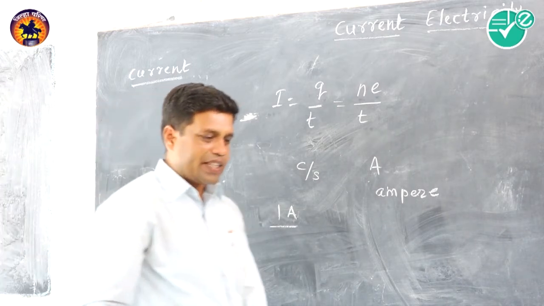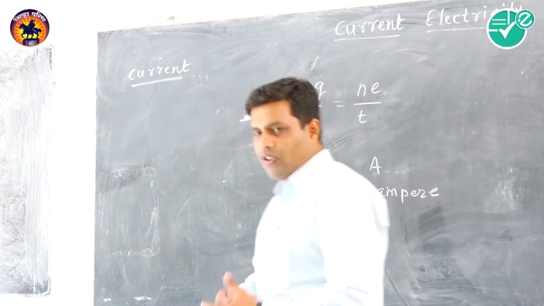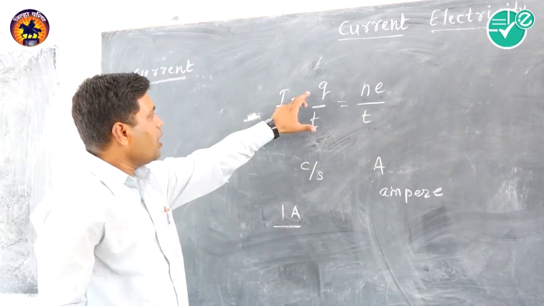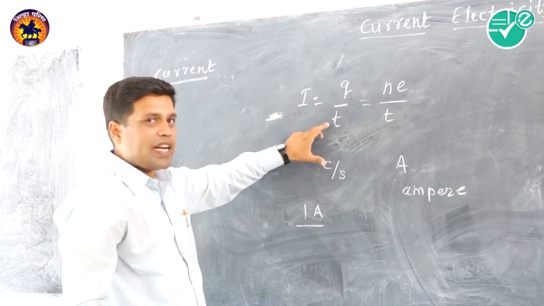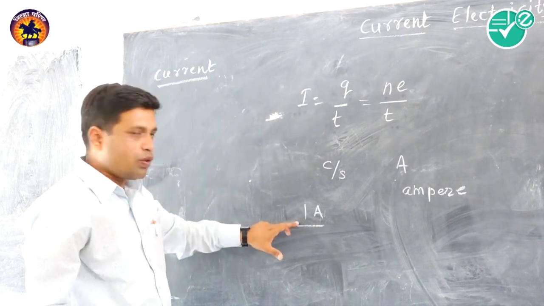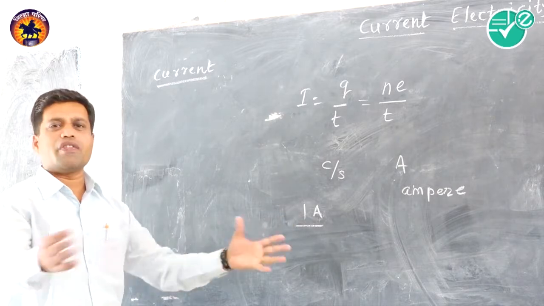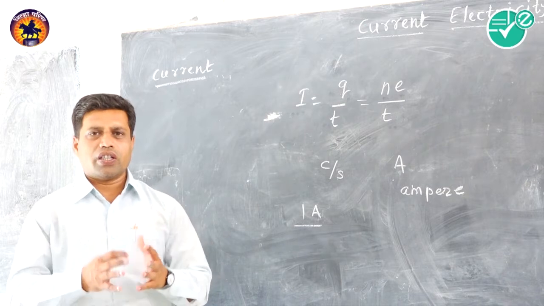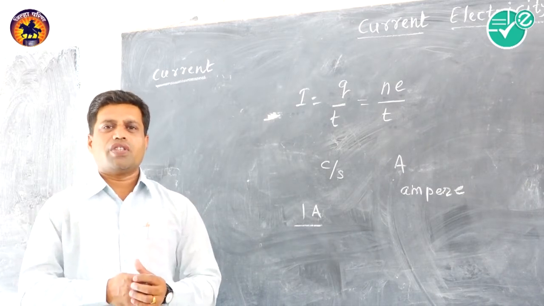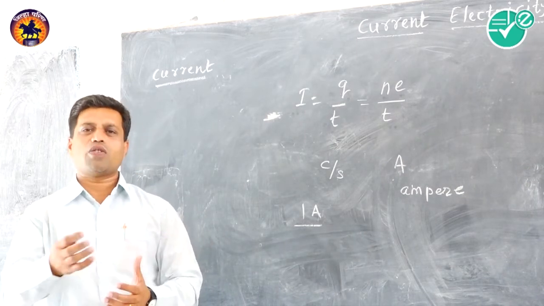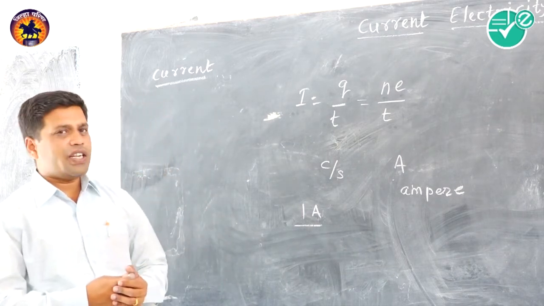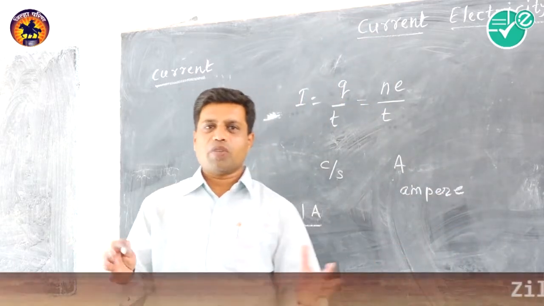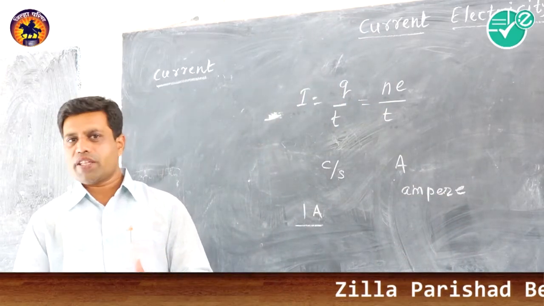So how can you define 1 ampere from this formula? Suppose you are asked in the exam to write the definition of 1 ampere. From this formula you can easily say that if 1 coulomb of charge flows in 1 second through any cross section of a conductor, then the current flowing through that conductor is called 1 ampere. This is a very simple definition of 1 ampere. There are two types of current, AC current and DC current, or steady current. AC current varies with time, and steady current does not vary with time, meaning it is independent of time.